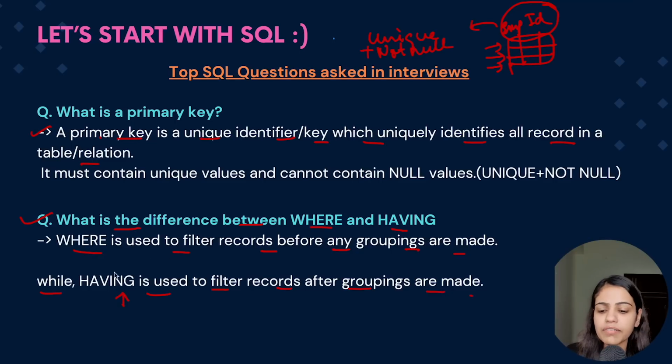Or you can say, whenever we are using an aggregate function like group by, we can use this having clause. So the having clause is used after grouping the data and the where clause is used before grouping the data, and both are used for filtration, or you can say providing some condition.